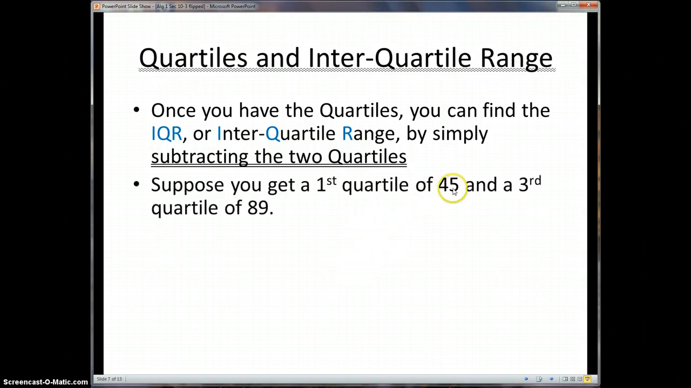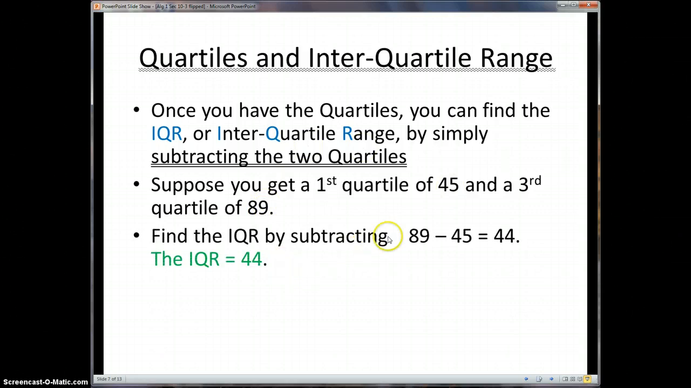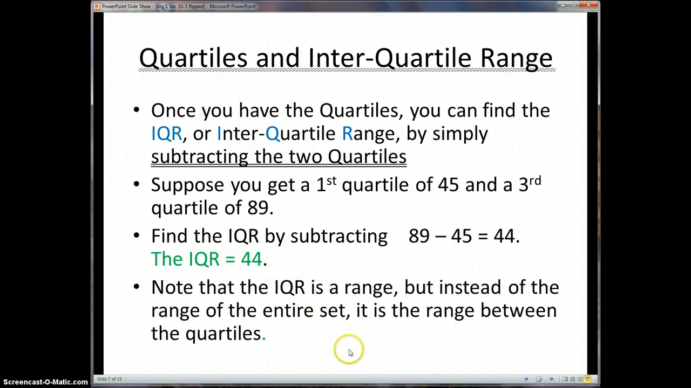Suppose you have a first quartile of 45, third quartile of 89. You can find the IQR by taking the 89 minus 45, so your IQR there would be 44. The IQR, again, is a range, but instead of the range of the entire set, it is the range between the quartiles.